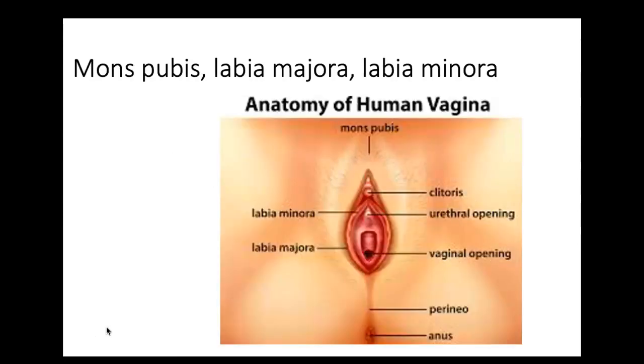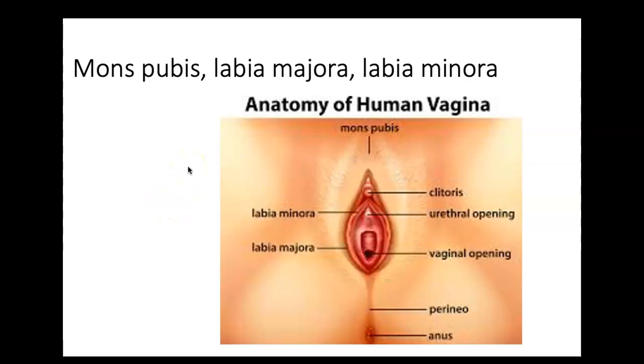So the first thing we want to look at on your list is mons pubis, labia majora, and labia minora. So in this diagram, this whole region is mons pubis, and then labia majora, which is the outer tissue here, and then the inner tissue is the labia minora.